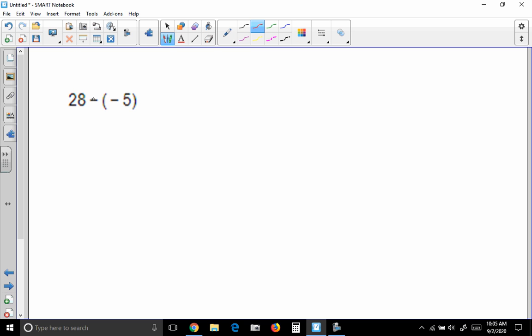Here, if we have a double sign, we said that we want to fix that. So 2 negatives make a positive. A negative means the opposite of, so the opposite of negative is positive, so we end up with 28 plus 5. The 28 is understood to be positive because there's not a sign in front of it. If they're both positive, they build up, they accumulate.